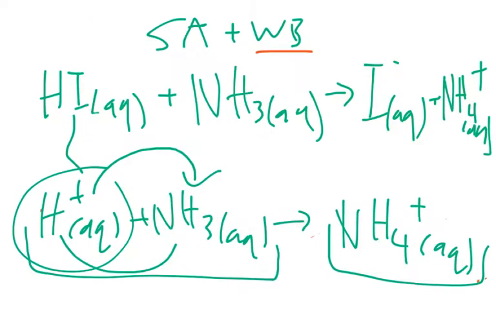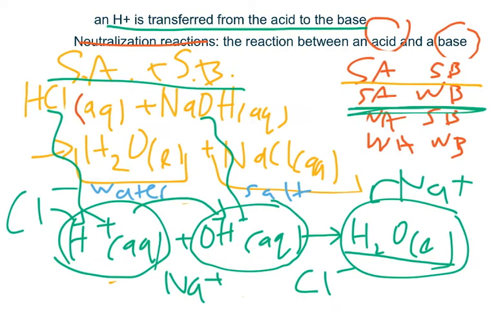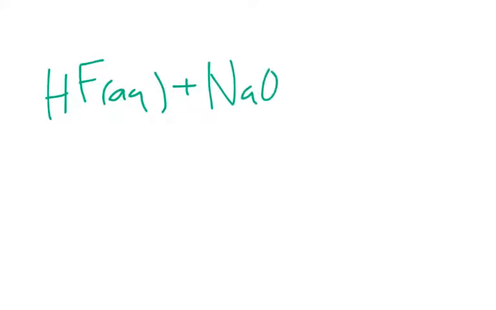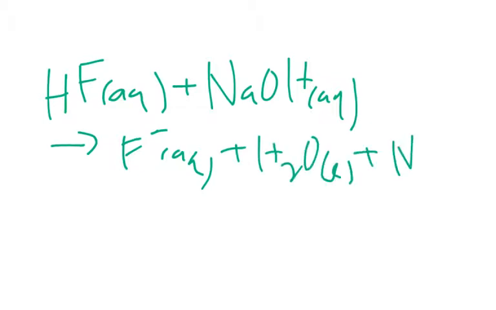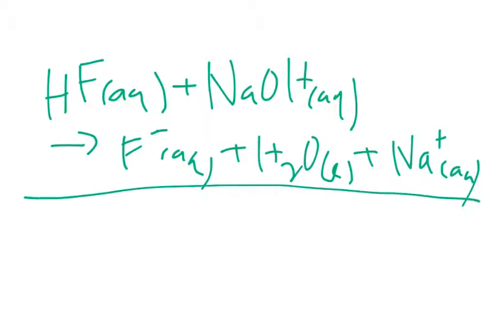Now let's look at a neutralization reaction between a weak acid and a strong base. A weak acid would be hydrofluoric acid, and we would combine it with a strong base such as sodium hydroxide aqueous, and we would get the fluoride anion, water, and sodium plus aqueous. Now let's try to figure out the net ionic equation for this and see where the acid-base reaction is actually happening.